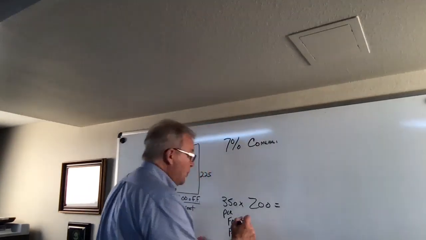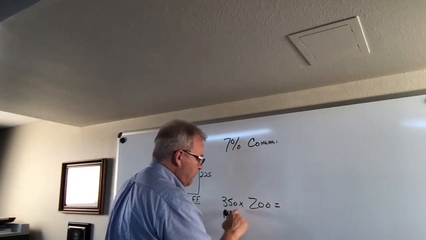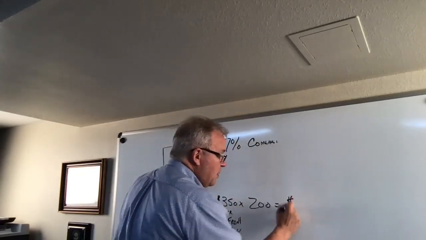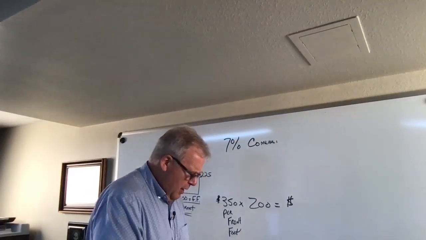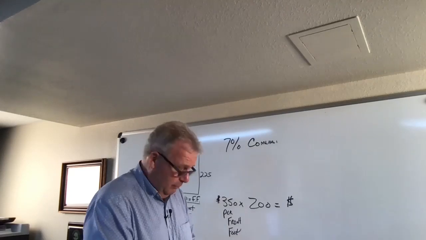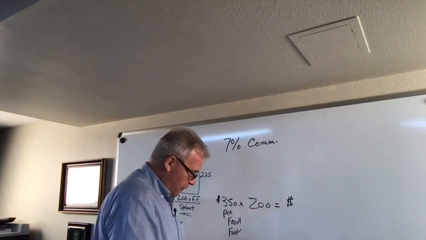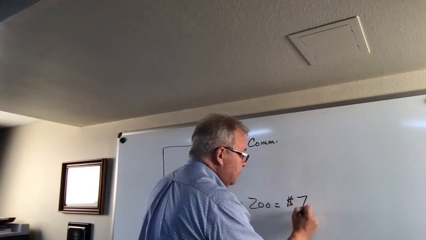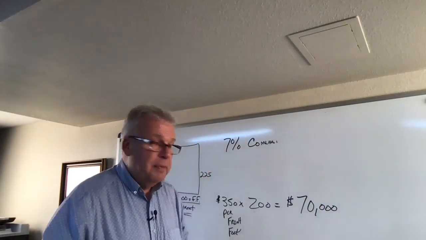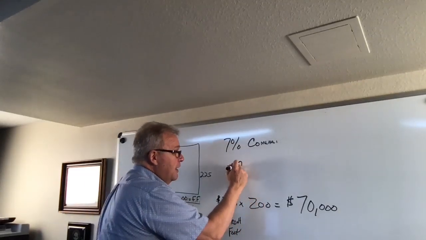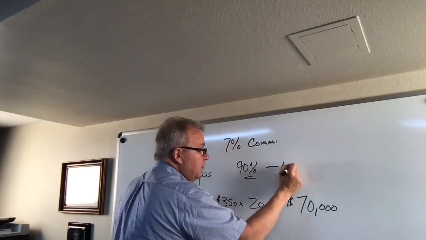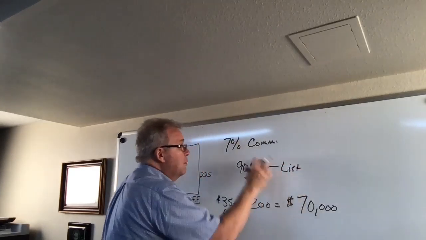So we know they listed this for $350 per front foot, so what would that be? I'm going to take $350 times 200, that's our front footage, and that gives me $70,000. That would be the list price. The question said if it's sold for 90% of the list price, what would broker Dole's commission be?